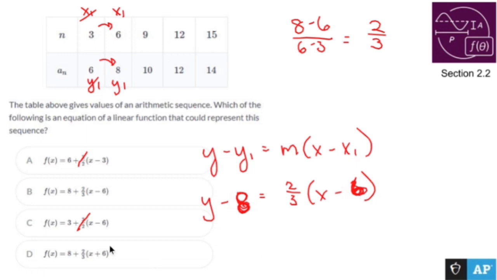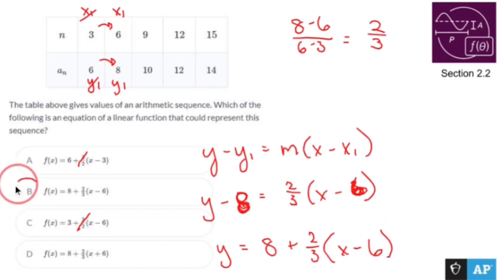When I add 8 to both sides, it now looks like this: y equals 8 plus 2/3 times the quantity x minus 6, which is going to be b. So kind of weird. The process that I used wasn't as exact as I wish it would be, but that's what you do when you steal problems from the internet.